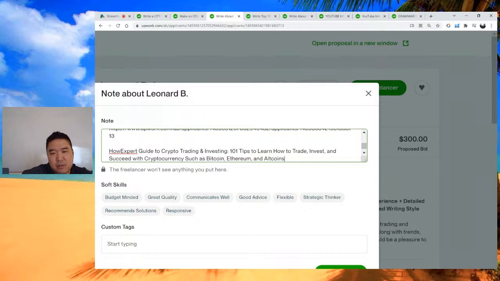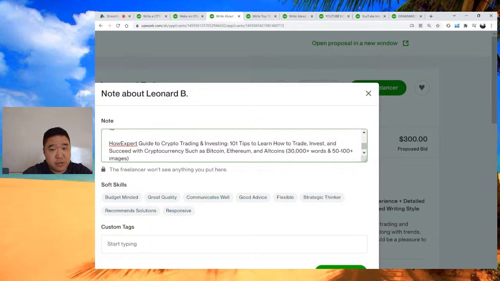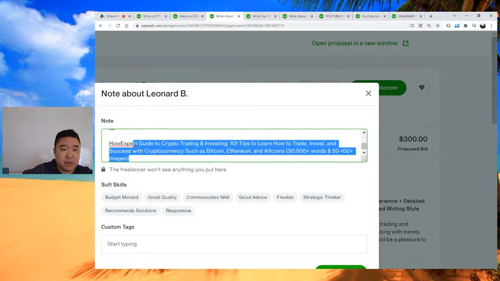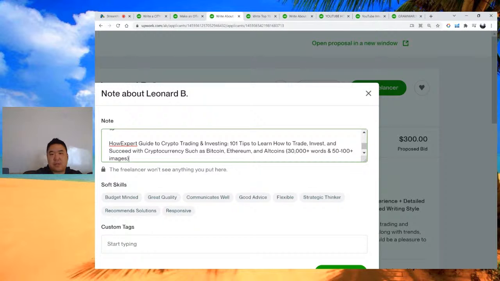I might just call them altcoins. How about that? And can you provide images? Because I need some charts. You're going to teach trading. I need some charts. I need you to explain. How about, with regard to crypto trading and investing: 101 tips to learn how to trade, invest, and succeed with cryptocurrencies such as Bitcoin, Ethereum, and altcoins. Not bad, right? Not bad.